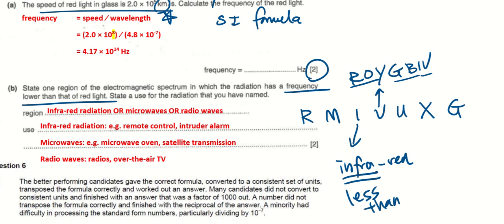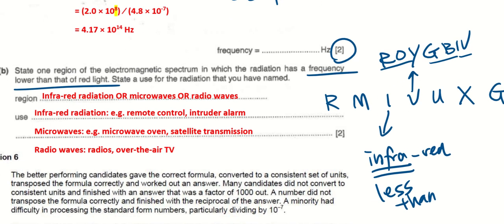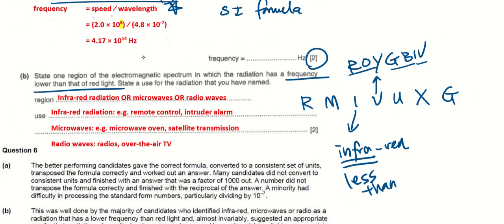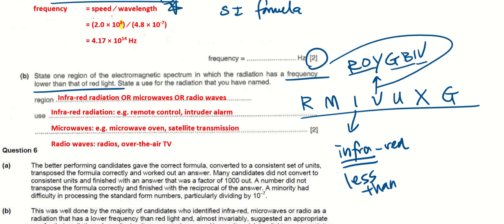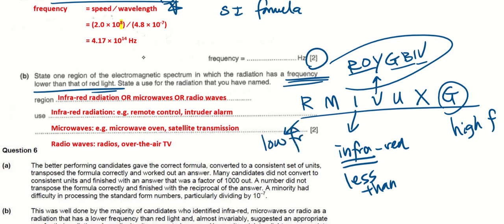Okay? Ultraviolet is also more than... So you need to know this sequence and you need to know the colors, because they say has a frequency lower than that of red light. That means it must be gamma actually has highest frequency. Radio actually has low frequency.